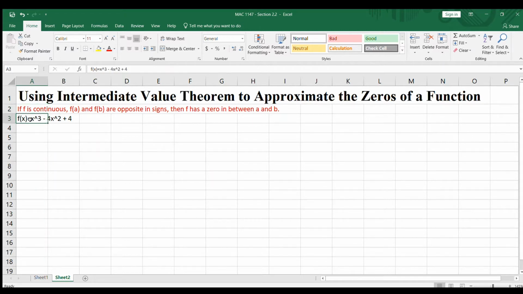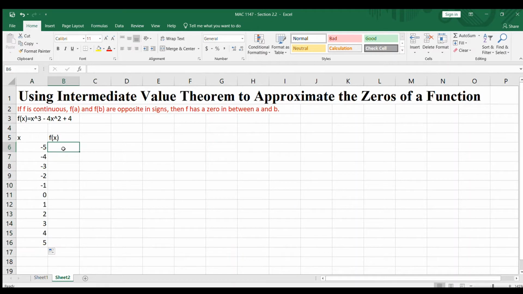Now let's consider the function f of x, which is just the third order polynomial x cubed minus 4x squared plus 4. First, we are going to prepare two columns. One is for x, the other is for the value of f of x. For this function, it is okay to start working with -5, -4, and up to +4 and +5.